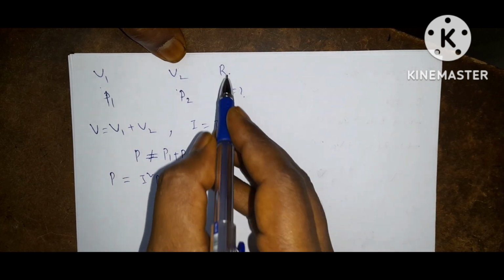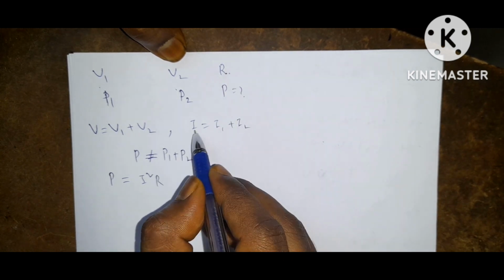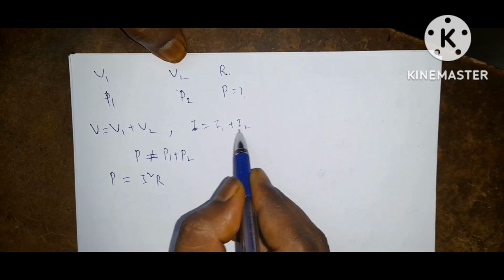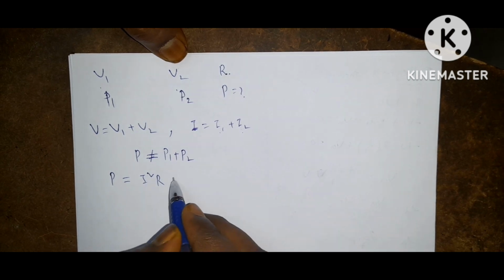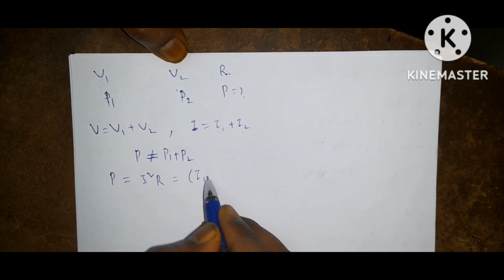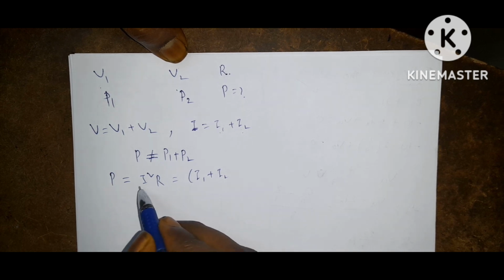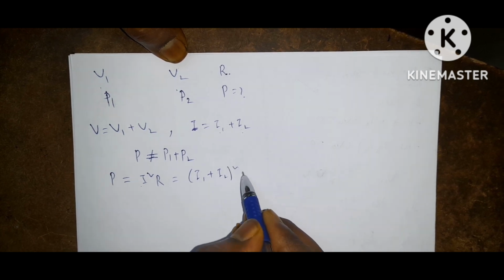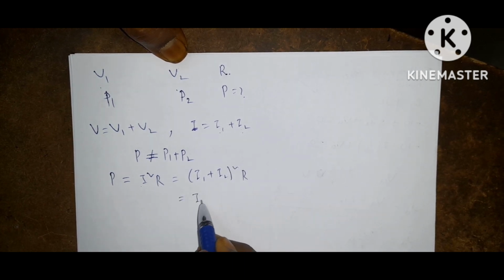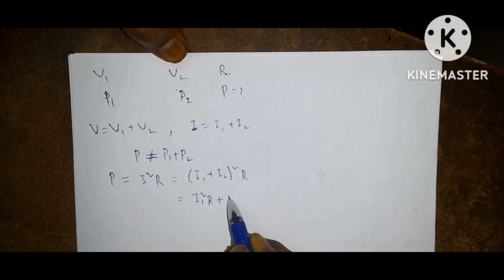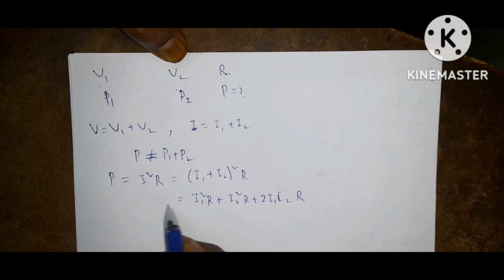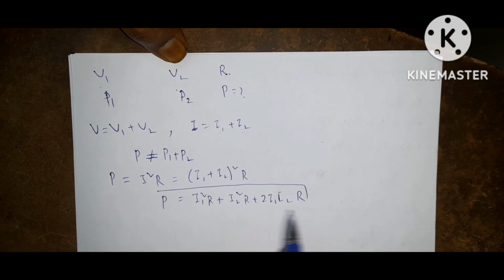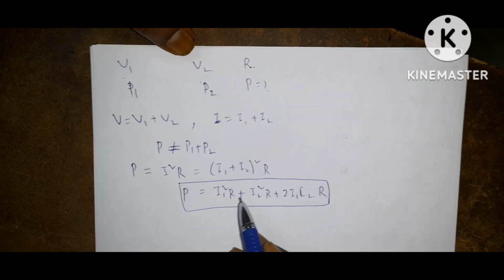So total current flowing through resistor is not only I1 or not only I2. So what is I1 plus I2 whole square into R? You will get I1 square R plus I2 square R plus 2 I1 I2 R. This is P, power dissipated across resistor.